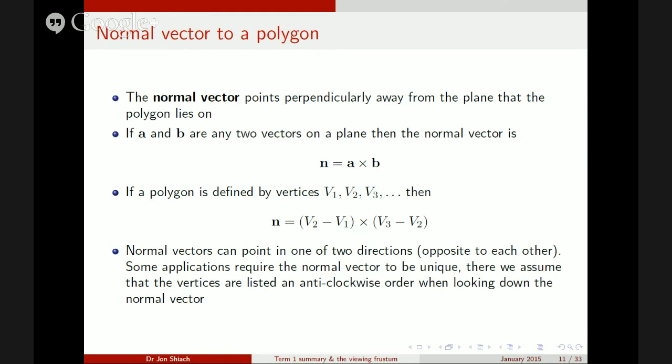But the problem we have here is, since the normal vectors can point in two different directions, i.e. they're opposite from each other, sometimes we want them to be uniquely defined. For example, the lighting of a surface is determined by the normal vector, and we can't have that being ambiguous. So what we tend to do is list the vertices in an anti-clockwise order when we look down the normal vector. Now, I'll explain what I mean by that.